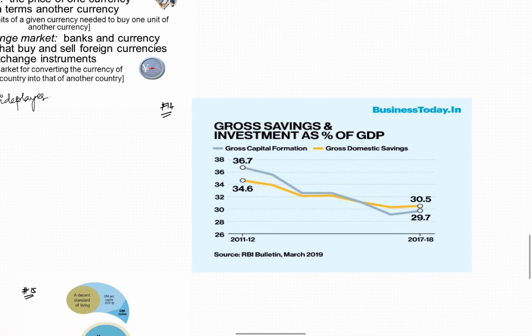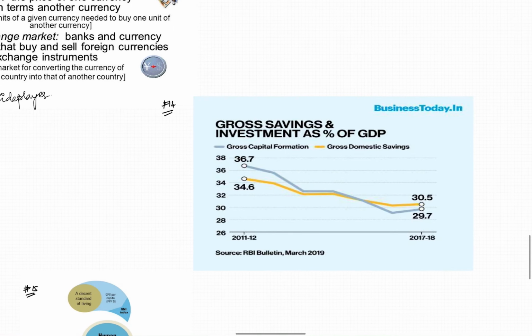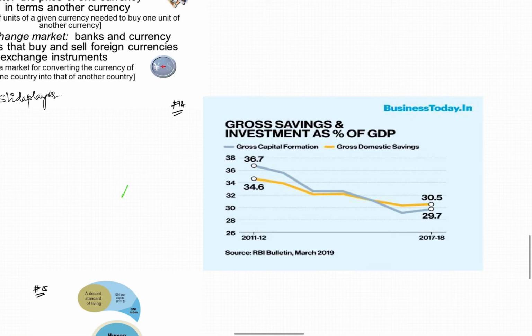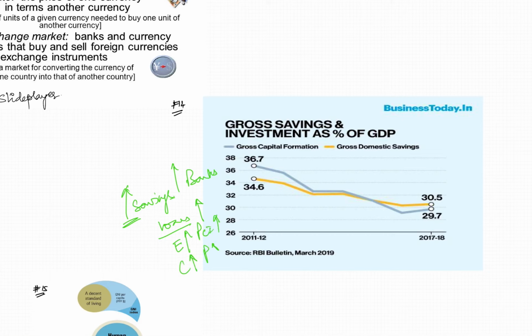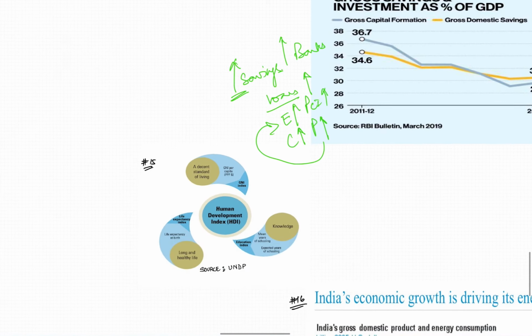Now, gross savings and investment as percentage of GDP. Right? More savings, more money. Savings, if they go up, savings going up means what? More money with banks for disbursement, for loans, more loans, investments going up, employment goes up, per capita income goes up, consumption goes up, production goes up. Again, this leads to what? Employment grows. Everything is related, right?